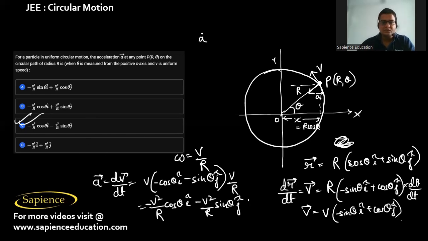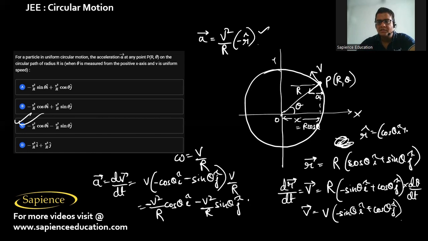Or simply we can do it like this also. Acceleration will be equal to v square by r into minus r cap. So here, as you can see, r cap is cos theta i cap plus sine theta j cap. So minus r cap will be the negative of this. So this will be the required acceleration.